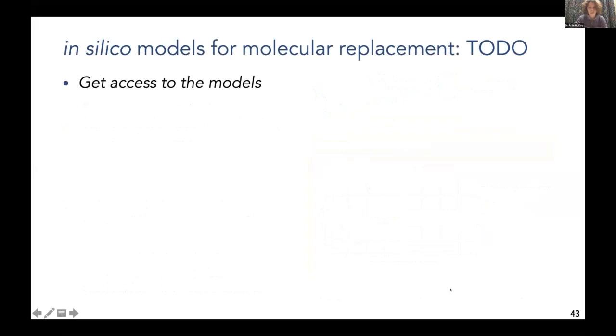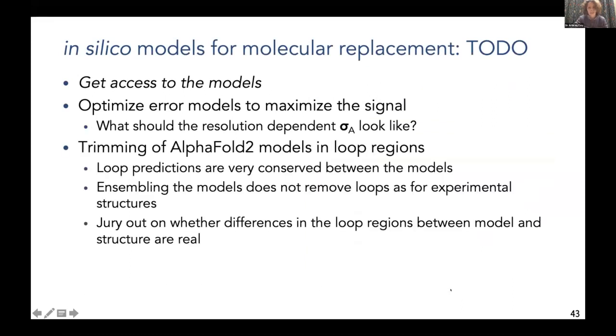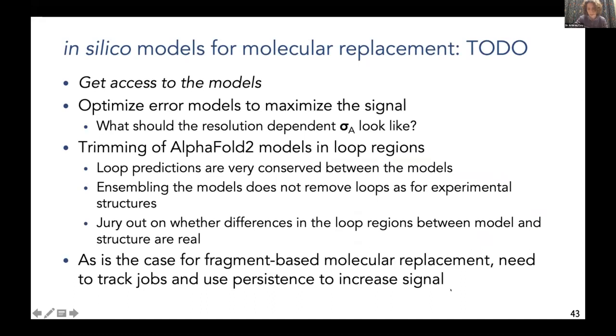So the to-do list. First of all, we need to get access to the models. Secondly, we need to optimize the models, the error models, to get the signal. The other interesting thing about these models is that the trimming on the loop regions doesn't work in the same way as it does for experimental models, where the loop regions vary a lot. The AlphaFold 2 models are really consistent in what they think the loops look like, and that is a challenge because they can be wrong. The jury's out on whether the difference is actually between the models or whether it's to do with the structure itself. And there's a lot of searching that's required in these, so, you know, tracking and tracing and looking at persistence is important.